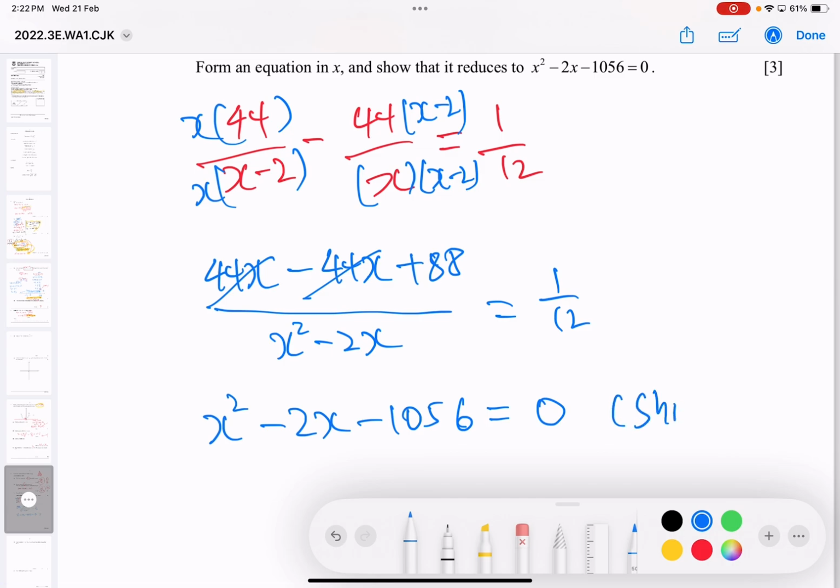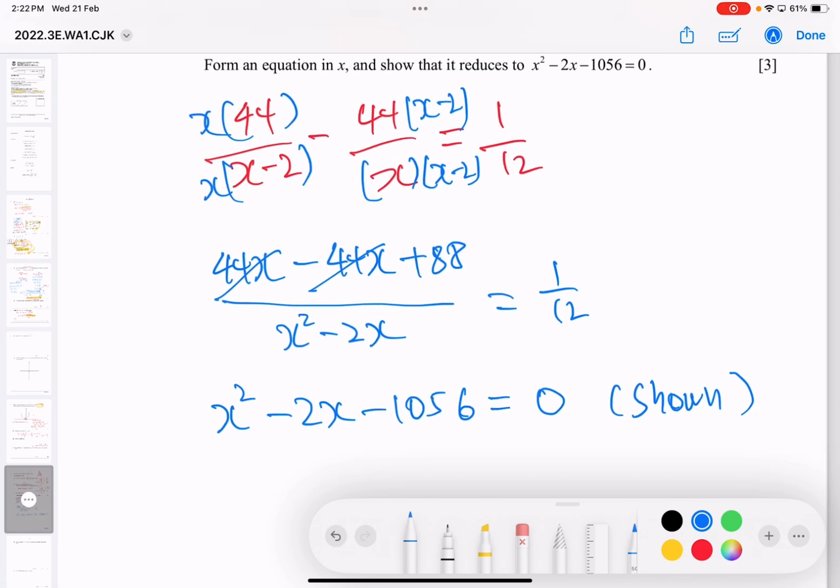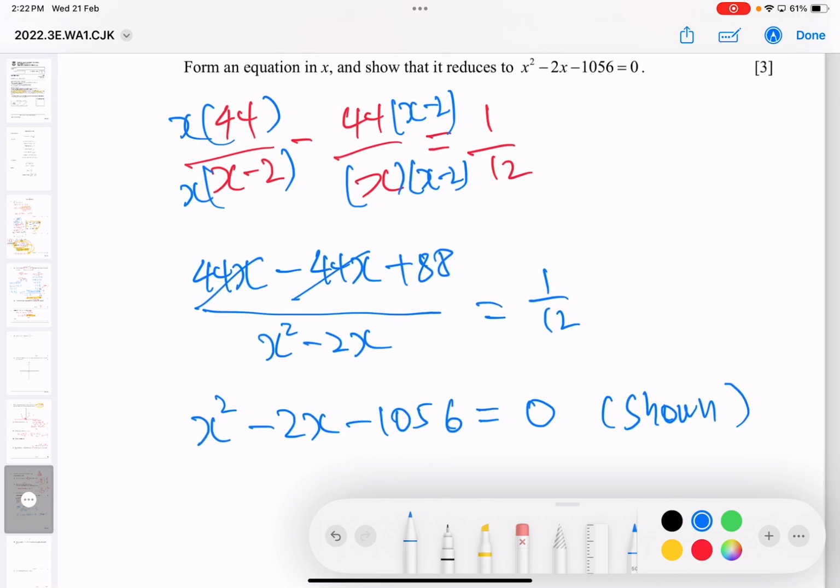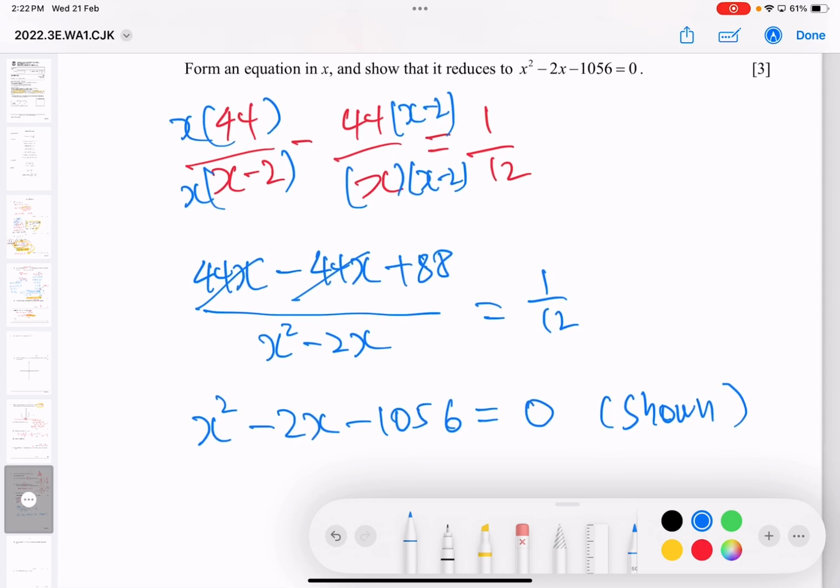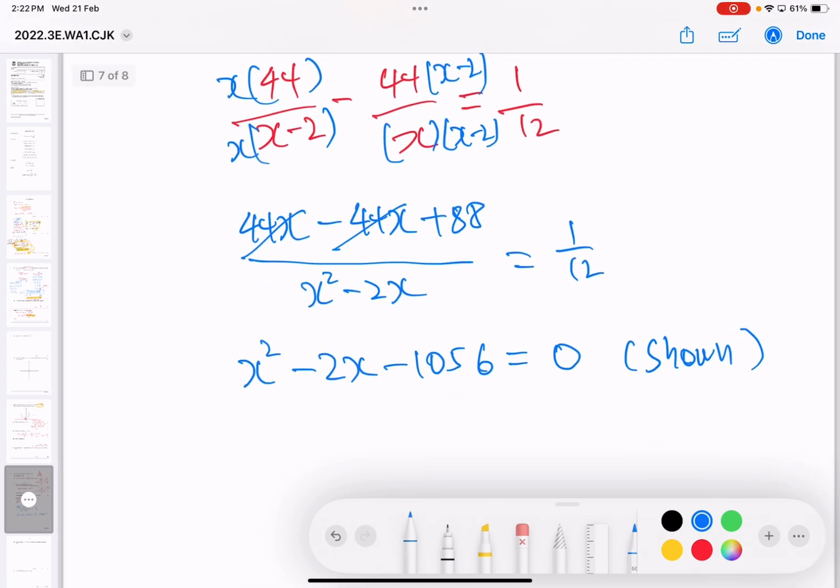So you just need to put the word shown. Just put shown.